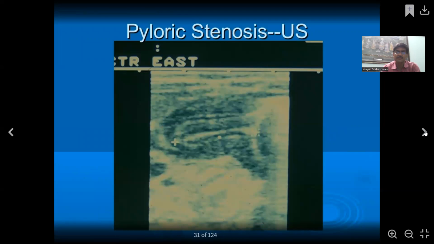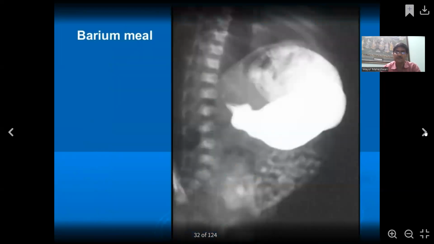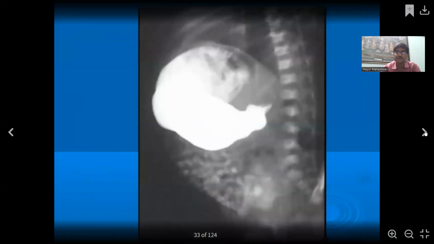So this is an ultrasound picture. You can see the thickened pyloric muscle. More than 4 millimeters is usually sufficient to diagnose. This is a barium meal done, which is showing an elongated pylorus with no emptying of the stomach seen on this film.